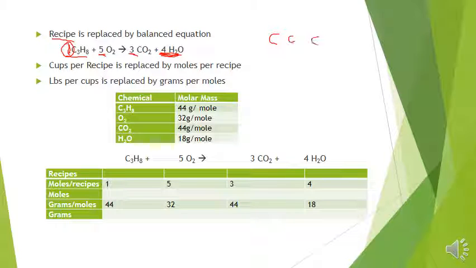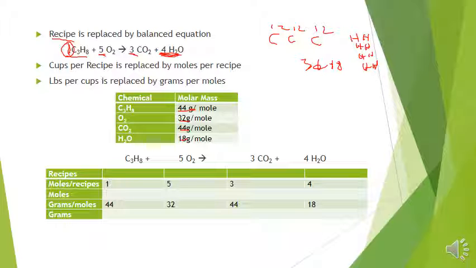Well, there are 3 carbons and 8 hydrogens. Each carbon weighs 12, so it's 12 plus 12 plus 12, and each hydrogen is 1. So it'd be 36 plus 8, and this is grams, so 44 grams per mole. For O2, each oxygen weighs 16, so 16 plus 16 is 32 grams per mole. Carbon dioxide is 12 plus 16 plus 16, which is 44. For water, each hydrogen is 1, so 2, and oxygen is 16, so 18.